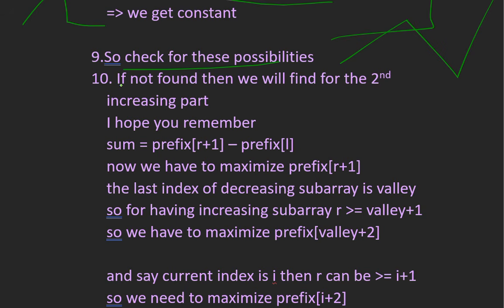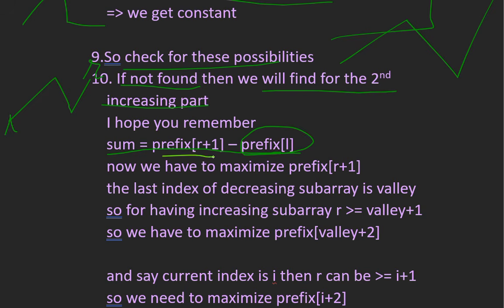But suppose those conditions are not found, then we'll be finding the second increasing part. Already we have the first increasing part and the decreasing part, now we want the second increasing part. And as I have told you, our sum will be prefix of r plus 1 minus prefix of l. This is L and this is R, right? So our sum will be that. And earlier we have minimized prefix of L.